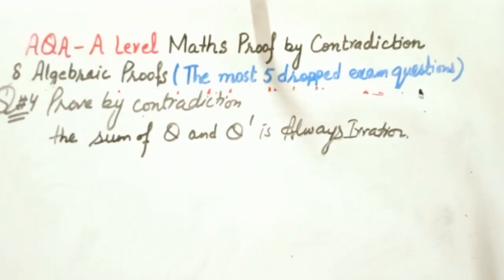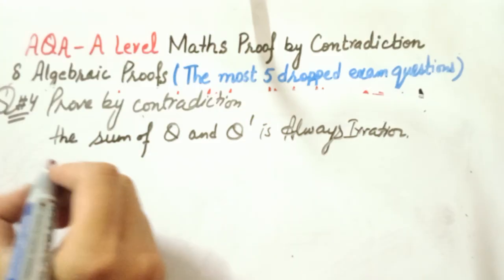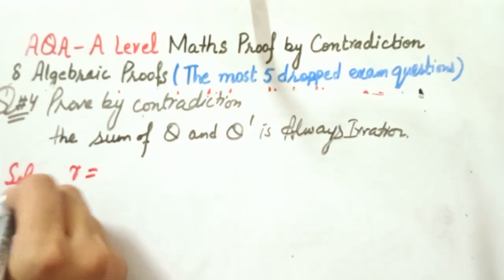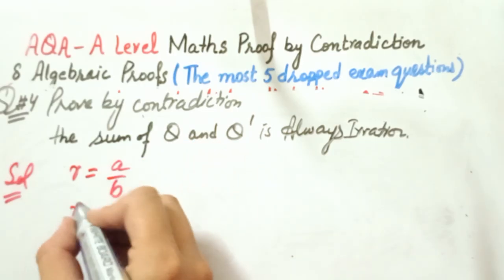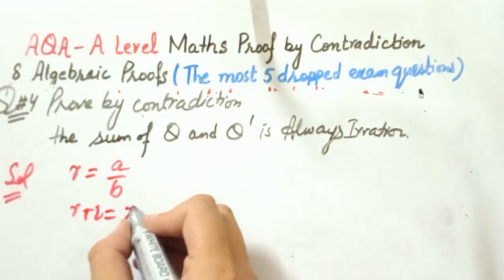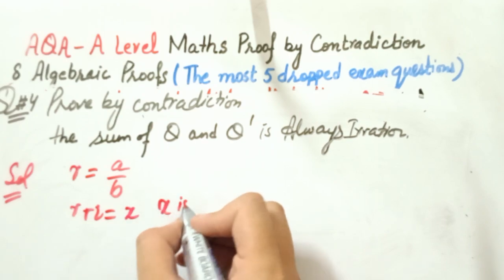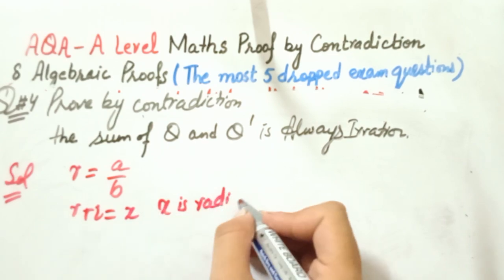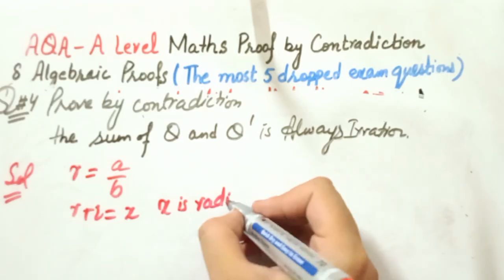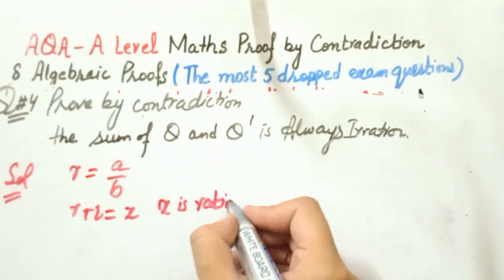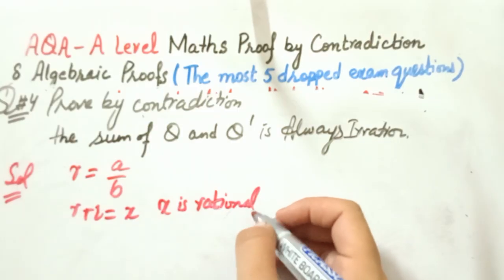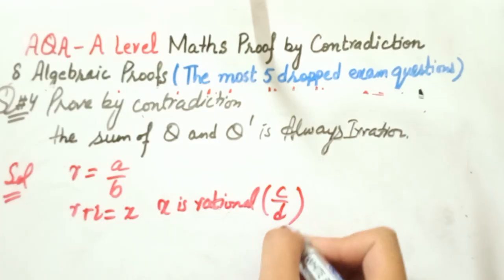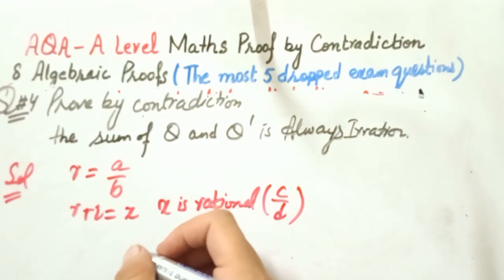Now before we wrap up, we can see that let's consider r equals a by b. So r plus iota, that equals x. So x is rational, like c by d. Rearrange for iota.